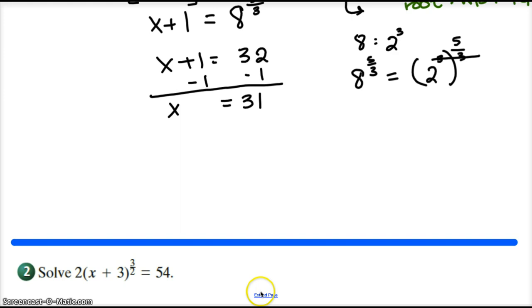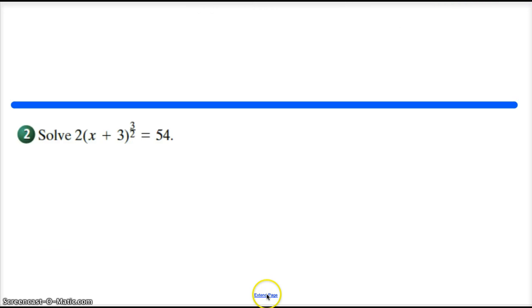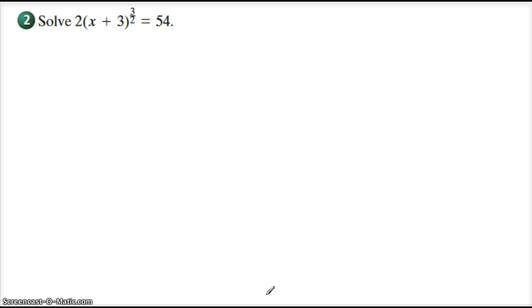Okay, I want to take a look at this one just as a bonus. All right, we've got 2 times the expression x plus 3 raised to 3/2 equals 54. So we want to solve the equation for this one. Right now we're multiplying this equation by this 2. So we're going to divide both sides by 2. The 2's on the left will cancel, and you have x plus 3 raised to the 3/2 equals 54 divided by 2 is 27.